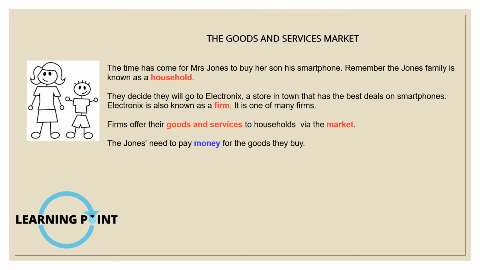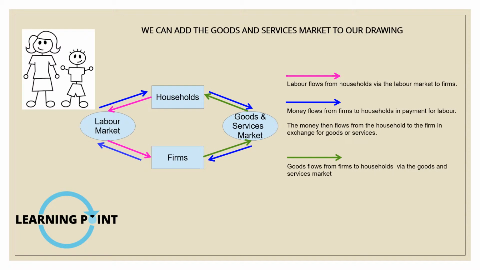Right, so we're back. I hope you paused this video and took time to write down the drawing. Now, we said that Mrs. Jones works for a firm. She offers her labor to a firm. And that firm in turn pays her for her labor. She then takes that money to the goods and services market, and she buys her son a smartphone.